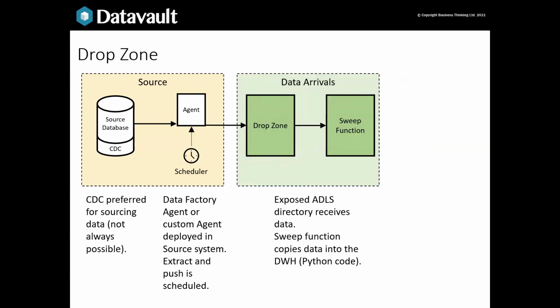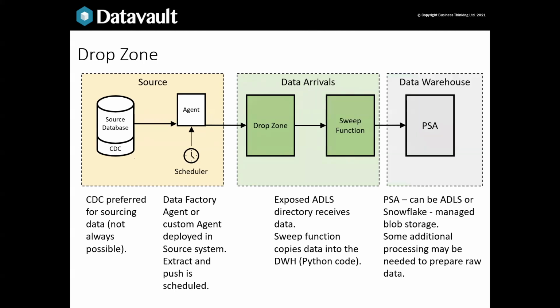So data arrives. We can expose an ADLS directory to the agent with appropriate permissions. So the agent drops files into the drop zone, and then we have this sweep function that runs. It monitors the drop zone, and if it detects any data files in there, it copies them across into the working area of the PSA. It goes into a working area because the PSA will need to do some work on it to prepare it to feed into the lake itself.